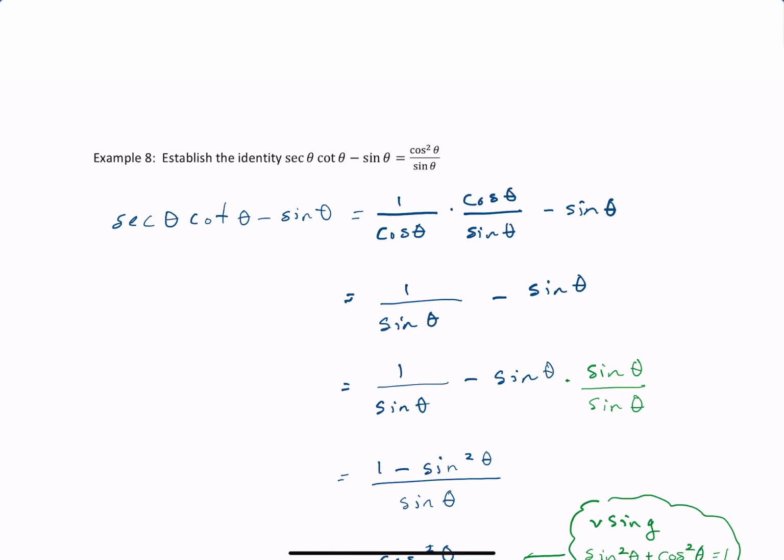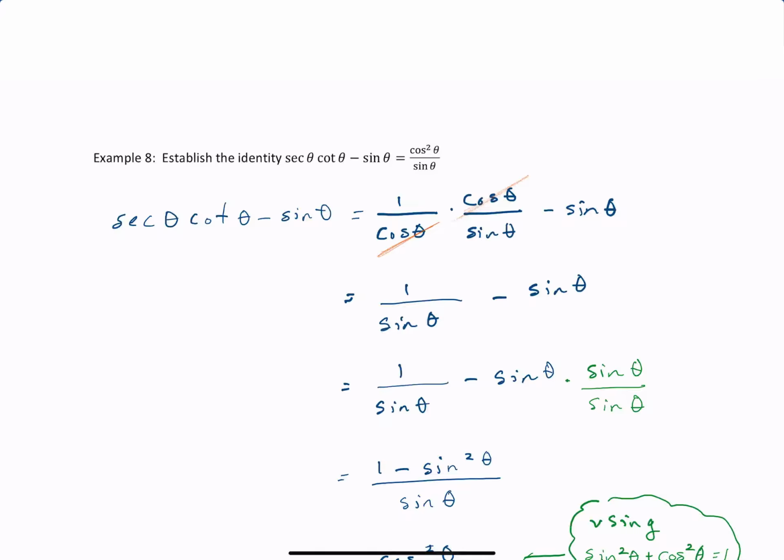I rewrite secant as 1 over the cosine of theta. I rewrite cotangent as cosine of theta over sine of theta. And I still have the minus sine of theta. The cosines cancel, leaving me equals 1 over the sine of theta minus the sine of theta equals.